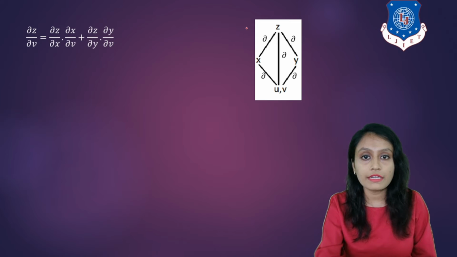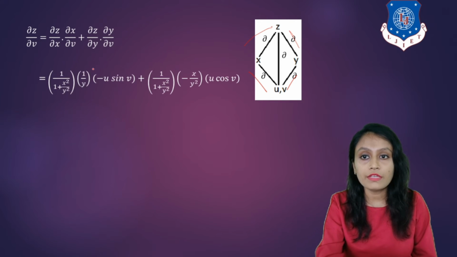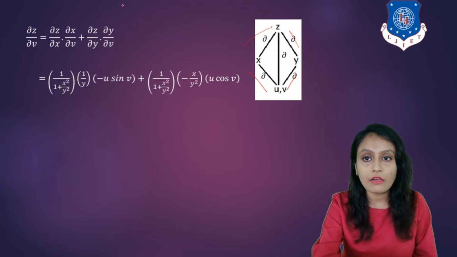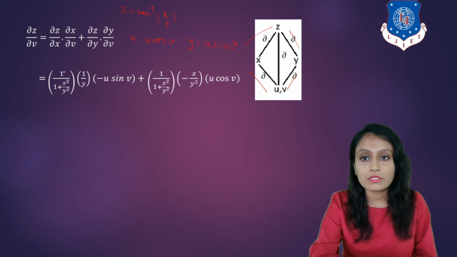Okay, so this is our tree diagram. So the formula will be del z by del x into del x by del v plus next term, that is del z by del y into del y by del v. Okay, so this formula, now we have to simplify further. Now we know z is what? Tan inverse x upon y. Okay, x is what? u cos v, and y is what? u sin v, right?